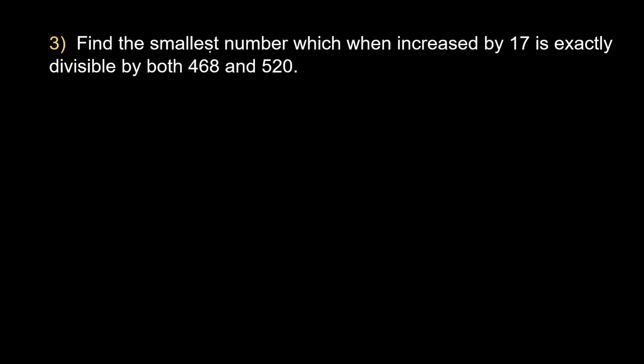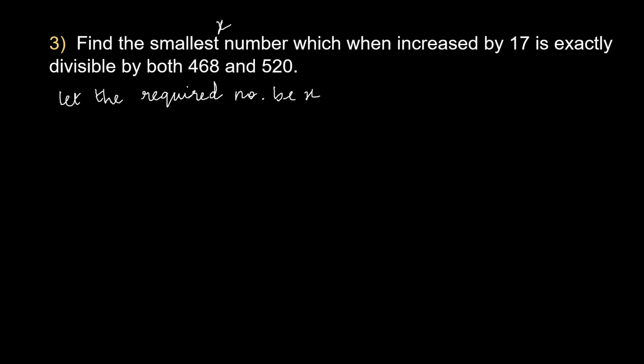Find the smallest number which when increased by 17 is exactly divisible by both 468 and 520. So we are told to find the smallest number which when increased by 17 is exactly divisible both by 468 and 520. So we have to find this number. Let this number be x. So we'll write, let the required number be x.